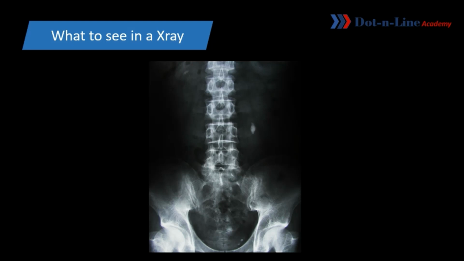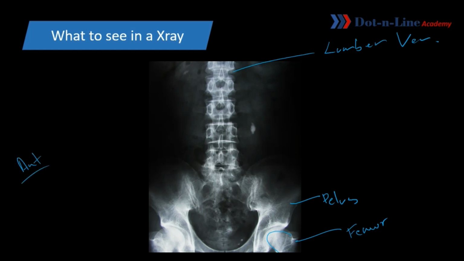Now coming to this last X-ray. This is pelvis. These are the lumbar vertebrae. Okay, this is head of femur. Relate it with the anatomy. So this X-ray is taken from the anterior side of the abdomen, including with pelvis. Okay, this is the part of body whose X-ray is being taken.